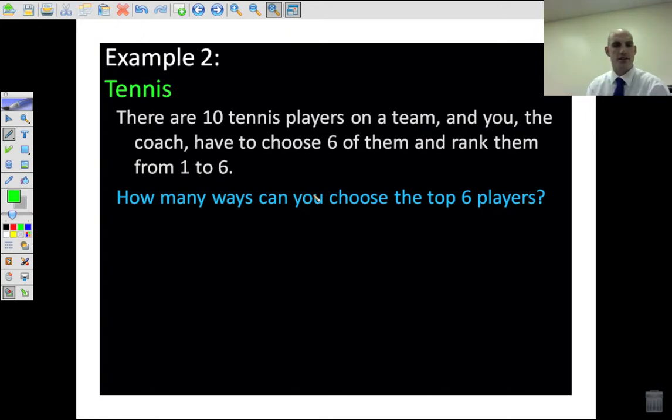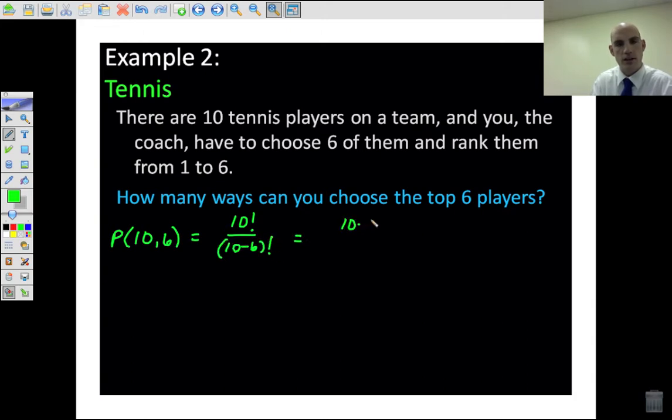And let's consider that there are 10 tennis players on a team, and you, the coach, have to choose 6 of them and rank them from 1 to 6. So if we think about what we're actually saying here, we are doing the permutations of 10, chosen 6 at a time. Well, if we write down what that means, it's 10 factorial over 10 minus 6 factorial, which is 10 times 9 times 8 times 7 times 6 factorial over 4 factorial.